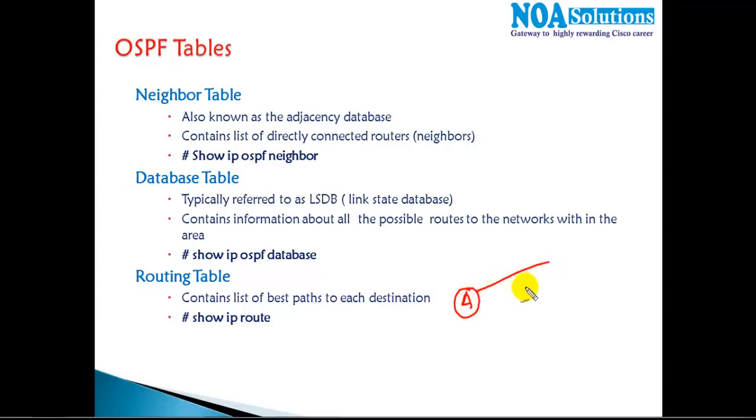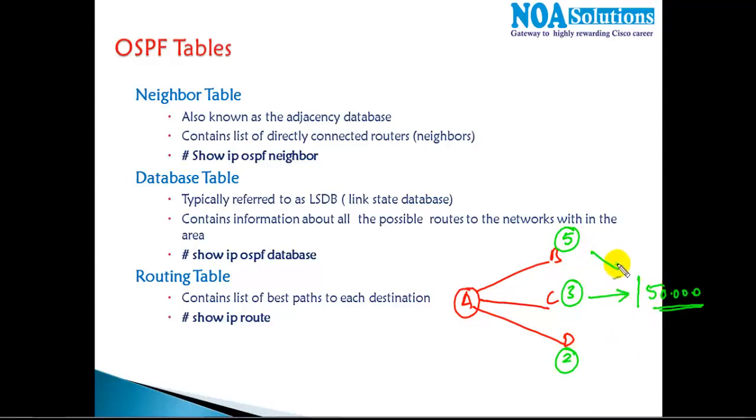Let's say I've got a router A connecting to 3 different routers, router B, router C and router D, and these specific routers have some information. Let's say this router knows 5 routes, this router knows 3 routes, and this router knows 2 routes to reach some destination. Let's say there is a destination called 50 network, and to reach that particular 50 network, these routers have some information on how to reach this network. Let's say router B knows 5 different routes to reach the 50 network, router C knows 3 different routes, and router D knows 2 different routes.